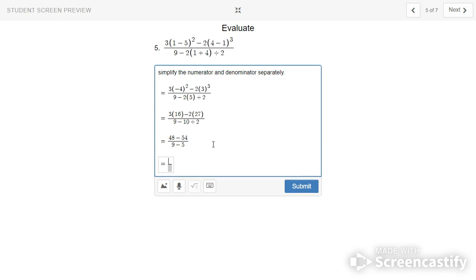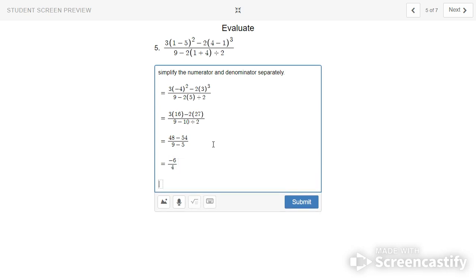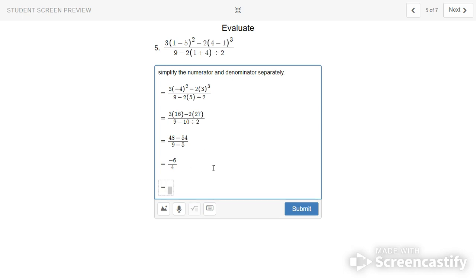Lastly, -6 divided by 4. But since both of these are even numbers, I can reduce it. I have -3 divided by 2.